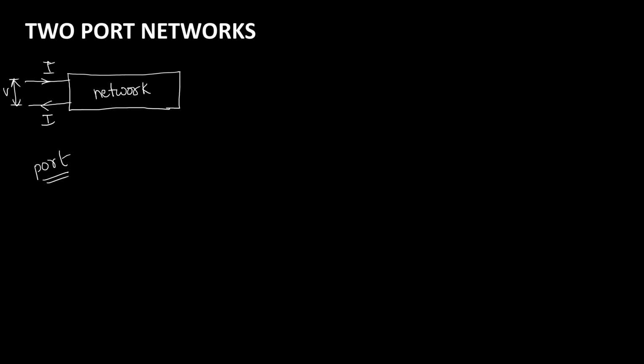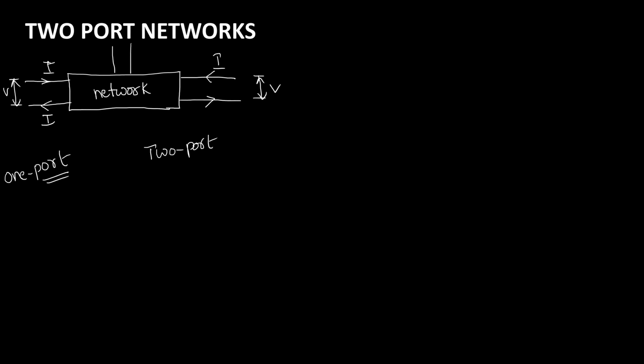So how many pairs of terminals are there? One pair. That's why this is called a one-port network. Similarly, if we have one more pair of terminals at which current is entering and leaving, this is one more port. Now this network is called a two-port network, and we can have the voltage across it as well. Like that you can have three-port networks, four-port networks, n number of port networks. We are now interested in two-port networks.